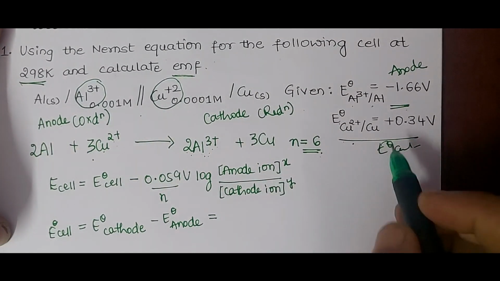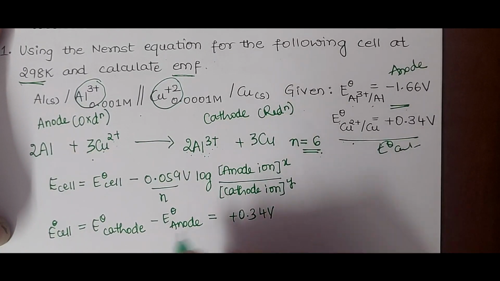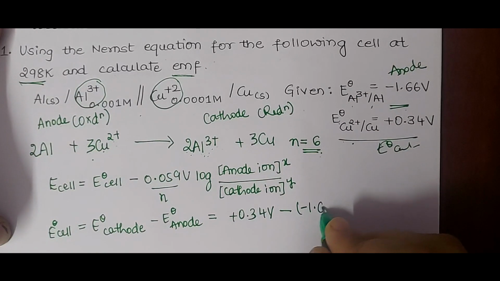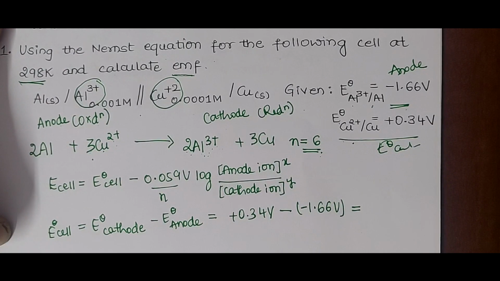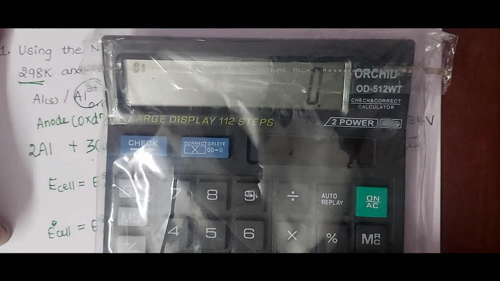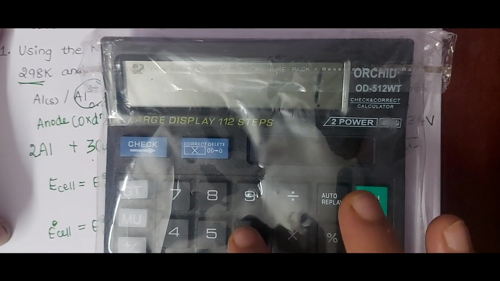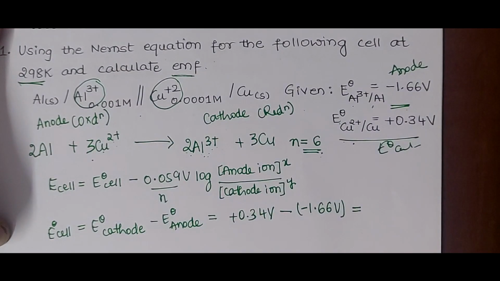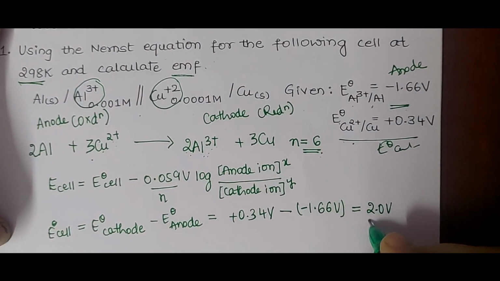What value is given for E naught of cathode? Plus 0.34 volt, minus E naught of anode, which is given as minus 1.66 volt, which is equal to, so we'll calculate it. 0.34 plus, minus into minus is plus, 1.66. So when we calculate it, it becomes equal to 2. So here the value is 2 volt.